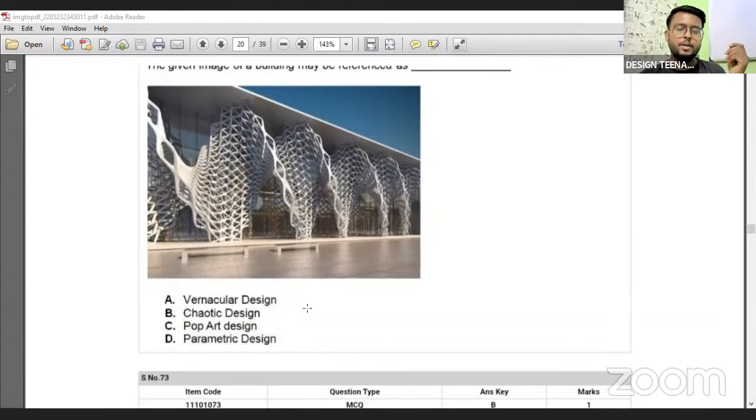We don't have the answer over here, so we can't cross verify. Now see, there is chaotic design, there is pop art design, there is parametric. Pop art cannot be. Pop art means in that structure there will be certain elements which are emphasized. Parametric design and chaotic design remain. Chaotic design is also quite jumbled up, very complex, where nothing is consistent or prominent. Over here we can clearly see a particular flow of pattern or design being maintained, so it will come under parametric design. Clear?